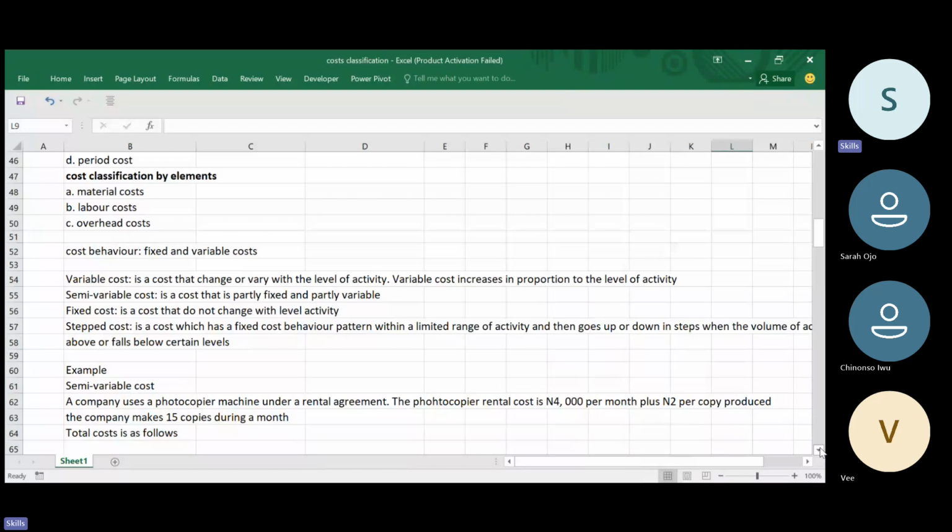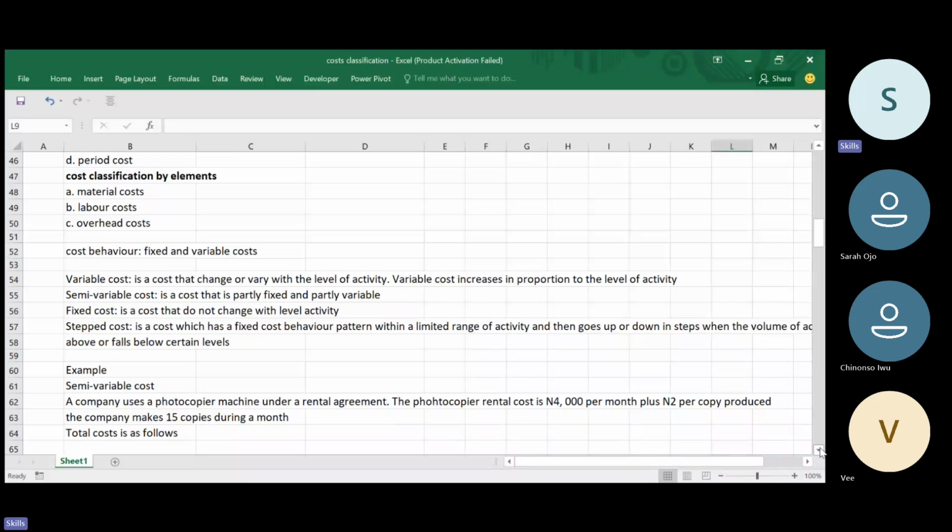And we have semi-variable cost. All these are cost behavior. Semi-variable cost is a cost that is partly fixed and partly variable. At some point, it's fixed. At some point, it becomes variable. It is known as semi-variable cost. It is not totally variable and not totally fixed. We refer to it as semi-variable cost.